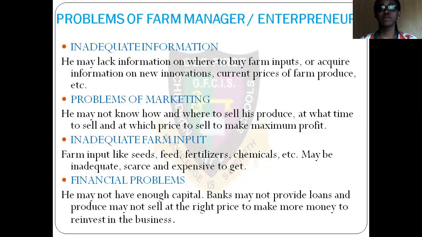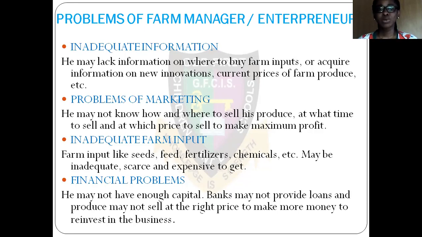Two, problem of marketing. He may not know how and where to sell his produce after harvesting them. That becomes a problem. He may not know how and where to sell his produce, at what time to sell, and at which price to sell for making maximum profit. When a farm manager doesn't know how to sell his produce or when to sell his product and how to make maximum profit, it becomes a problem.